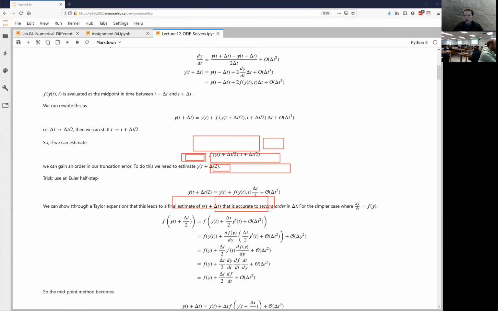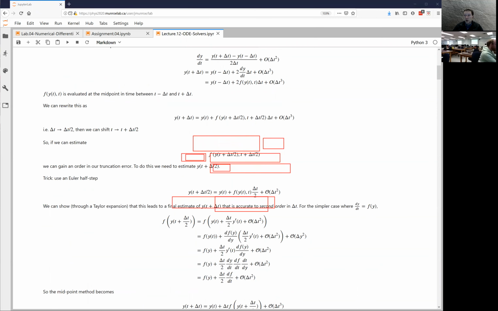That's slightly different than the order of the method. That's something that's measuring the error associated with that term. We say that the method is second order because the first three terms of the midpoint method are the same as the first three terms of the Taylor series, up to and including order delta t squared. So the subtlety of what you want to call these two things is a bit different.